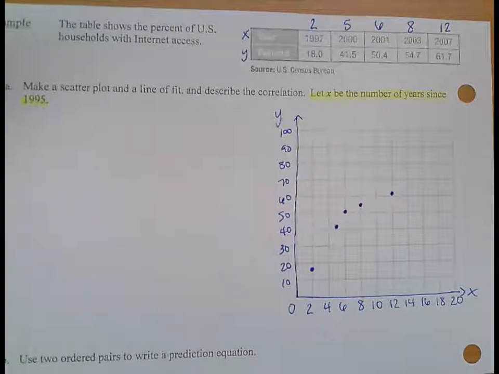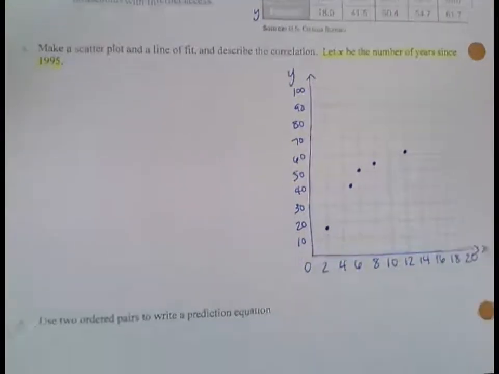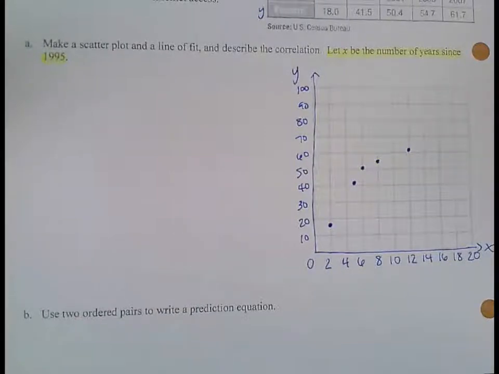Okay, so then once you have your scatter plot, then it says to draw in a line of fit. So first of all, would you say there is a correlation, that these appear to form a linear pattern? Yes, okay. Because if you're answering no to that, then you're not drawing a line. You're just saying no correlation and you're done.